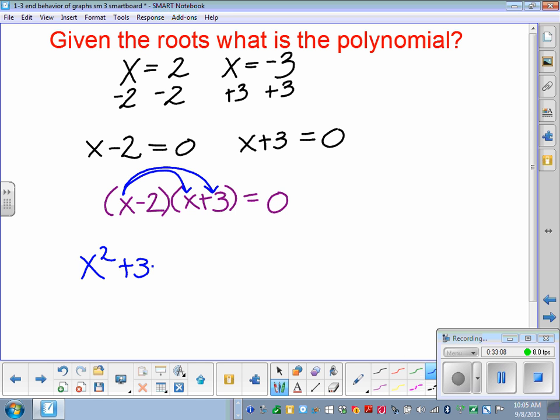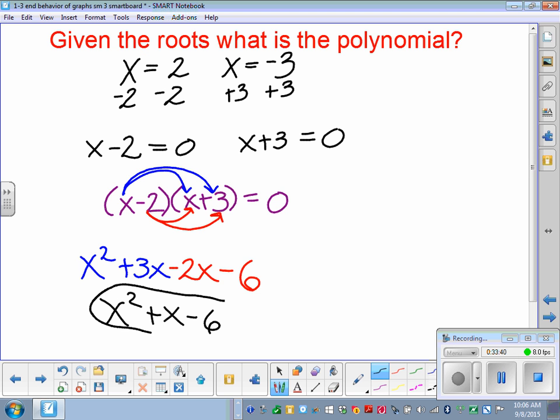Positive 3x. Now I'm going to focus on my negative 2. Negative 2 times x, negative 2x. And then negative 2 times positive 3, negative 6. So we're almost there. We've almost figured out the polynomial that had these roots. We got to combine like terms. So we have x squared. What's 3x minus 2x? Careful. 1x, so I'm going to write plus x. We combine those, we get plus 1x or plus x. And then we have minus 6.